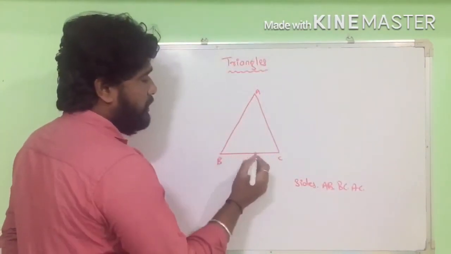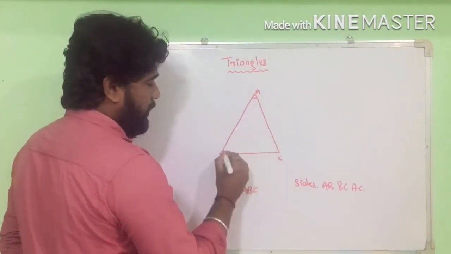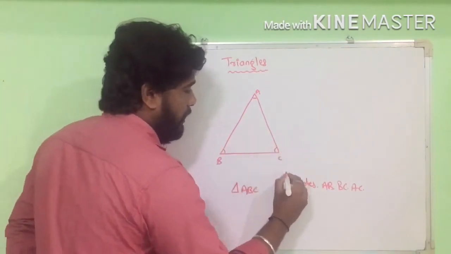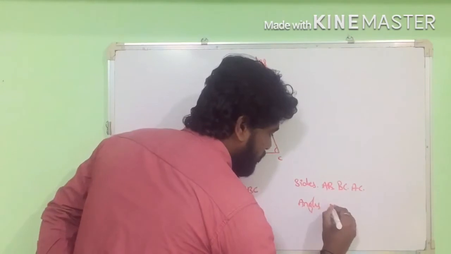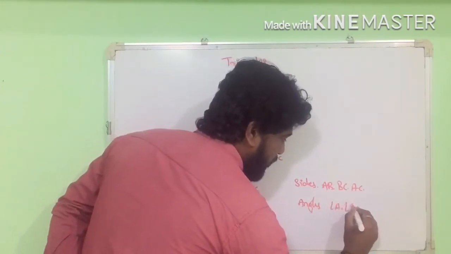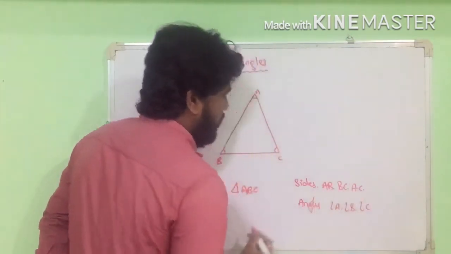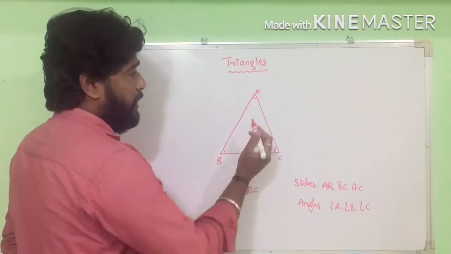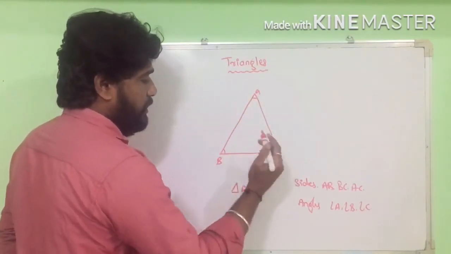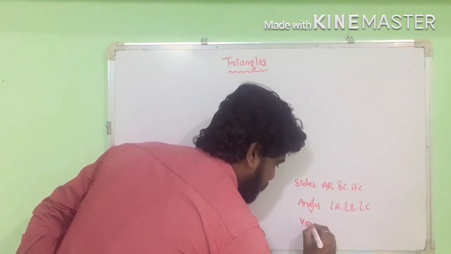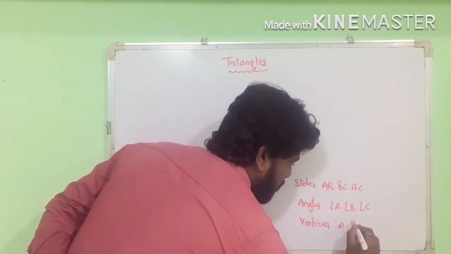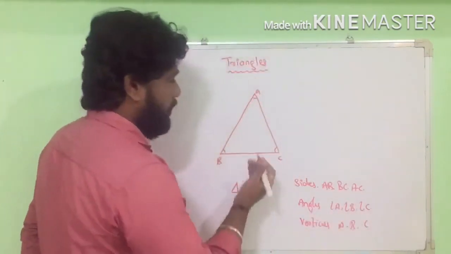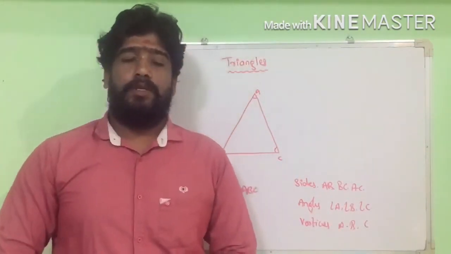And the triangle has three angles. Here, angle A, angle B and angle C. And the triangle has three vertices, A, B, C. So it is a triangle.